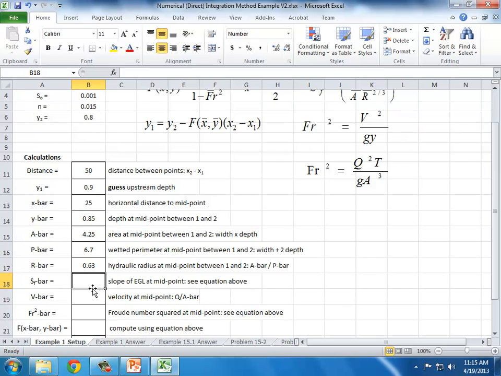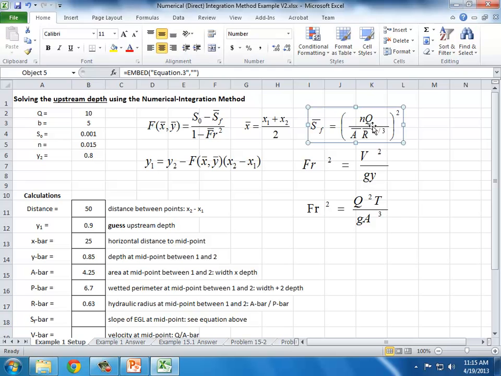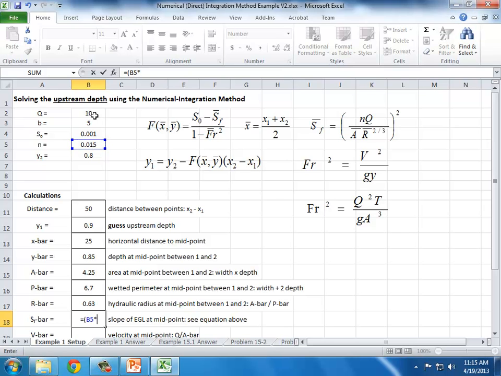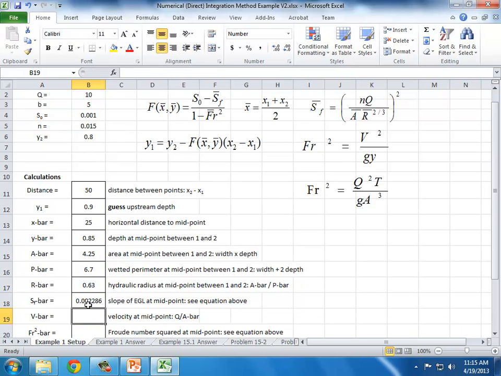Okay, the slope of the energy grade line at the midpoint means we're going to have to solve Manning's equation. And here, Manning's equation is written in terms of S sub f bar. So it'll be the n value times the flow rate divided by area divided by hydraulic radius to the 2/3 power. So I'll say to the 0.6666667 power. And now all of that is squared. So this gives me the slope of the energy grade line at the midpoint, based on Manning's equation.